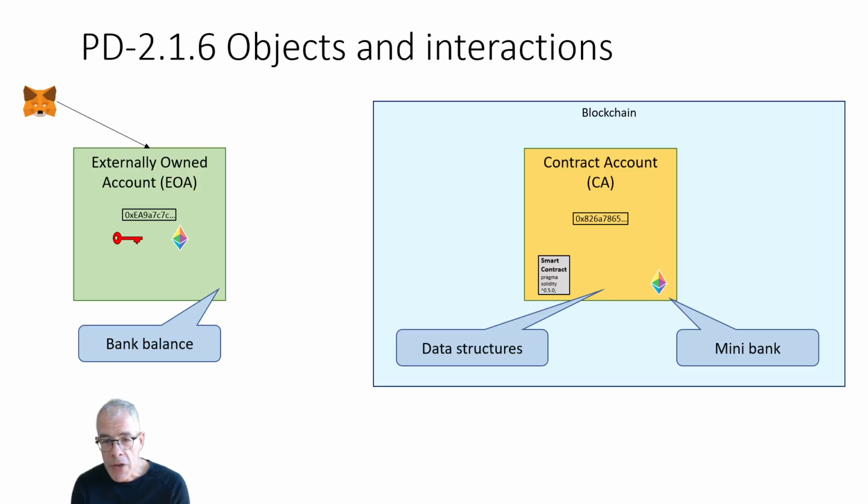On the right you see the contracts. They're also called contract accounts or CAs, and they contain a smart contract. So that's what we will be learning, how to create those smart contracts. You can see the contract also like sort of a mini bank. And the contract itself contains data structures and all kinds of data which you can update and interact with.